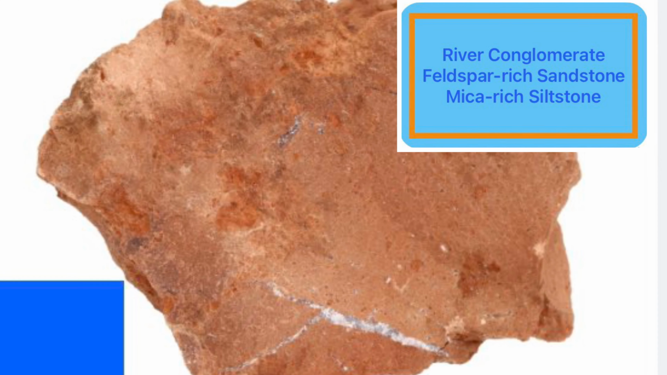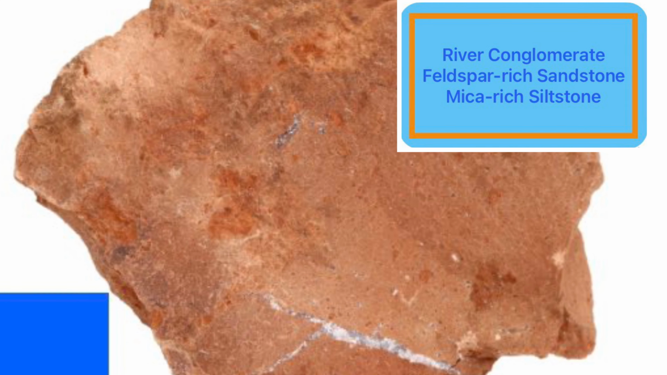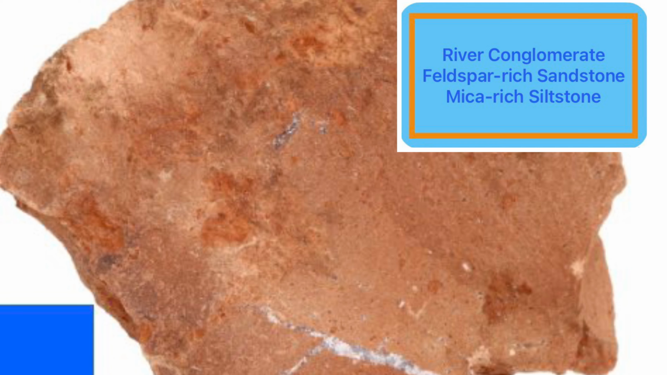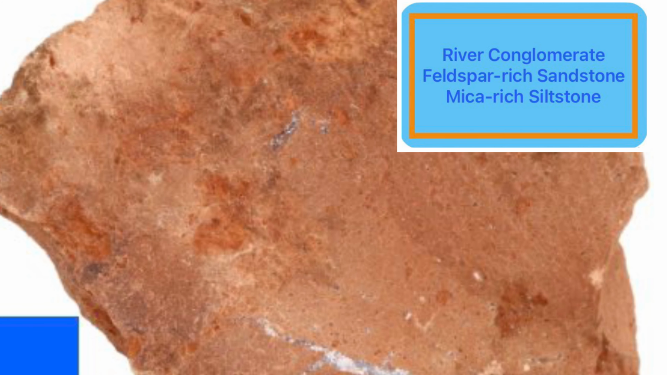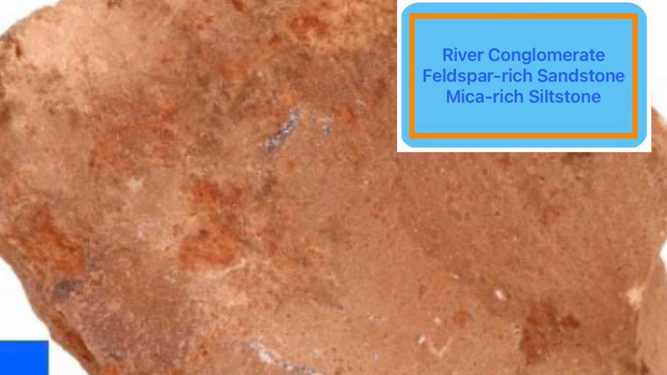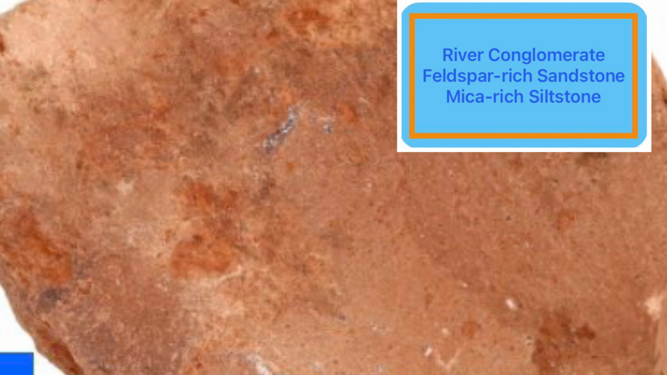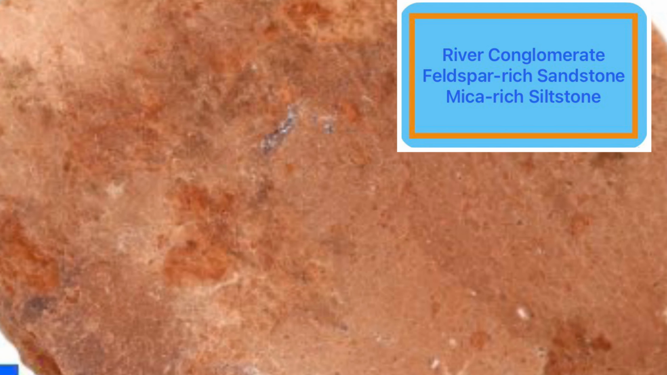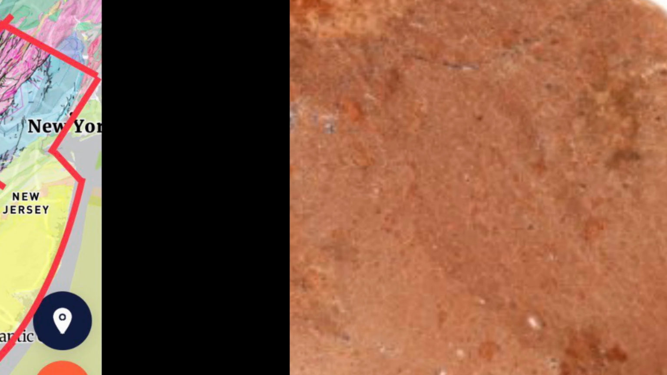And here's some red siltstone from that Passaic Formation. The reddish color comes from oxidized iron, and it tells you that this siltstone was deposited during a warm, dry time when the air could oxidize the iron in the rock to a red color.